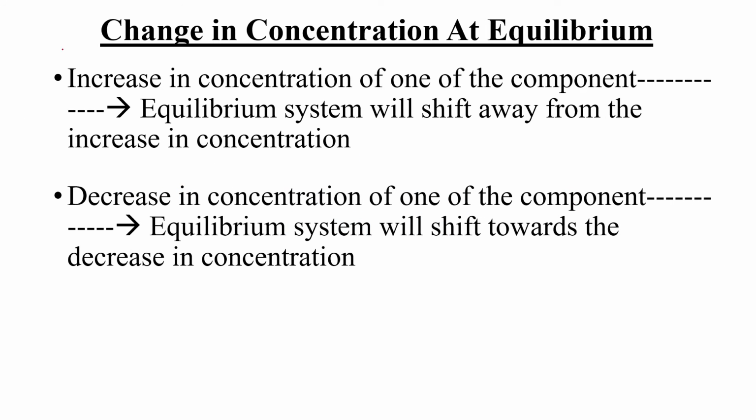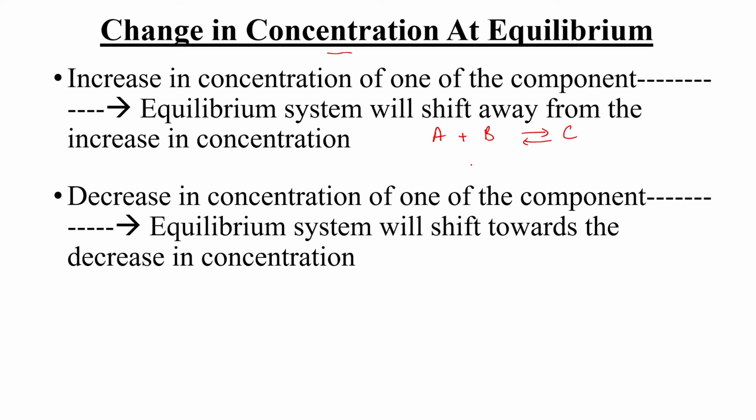So the first effect that we will see is the change in concentration at equilibrium. If there is an increase in concentration of one of the components at the equilibrium, the system will shift away from the increase in concentration. Let's understand this with the example of a reaction A plus B giving a product C, and this is a reversible reaction. This reaction is at the equilibrium.